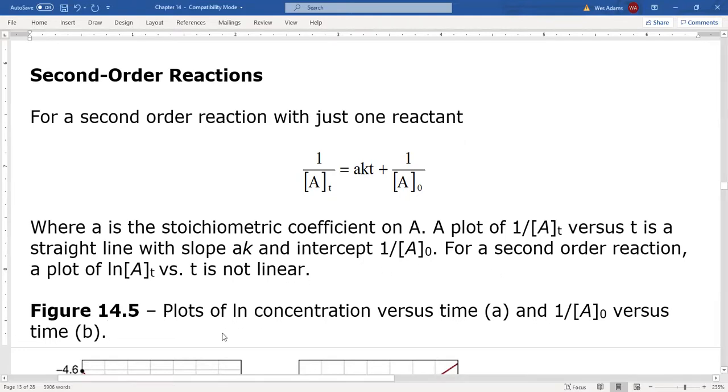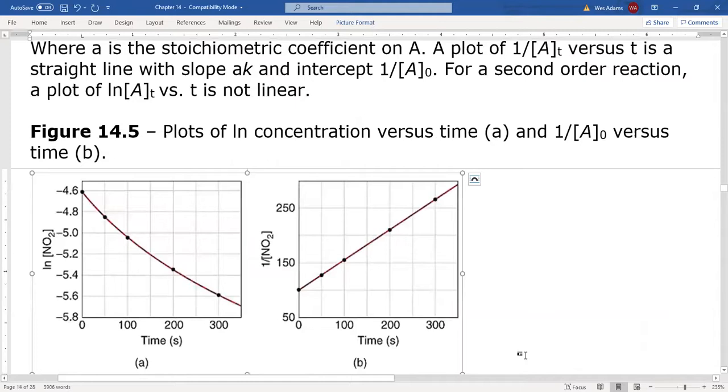And if we scroll down, you can see natural log of the concentration versus time. You see there's a little bowing there, and so that's not going to work. But you can see 1 over the concentration is a straight line, so we can tell that is a second order reaction.